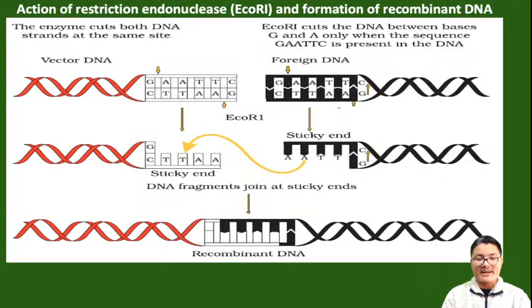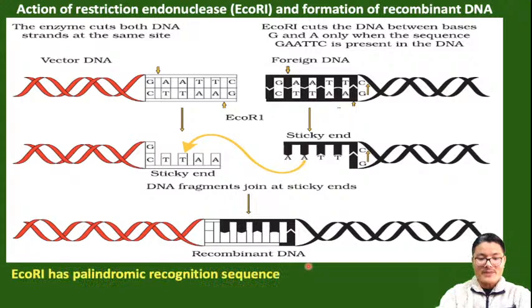Biology is having so many diagrams and so many other pictures, graphs. All these are very important. Biology as a science is visual science, right? So that's why we have to look for the diagrams which are given in the textbook. These are very important. Okay, so we can say that Eco R1 has palindromic recognition sequence, as it is having recognition sequence in between G and A of the palindromic nucleotide sequence GAATTC.